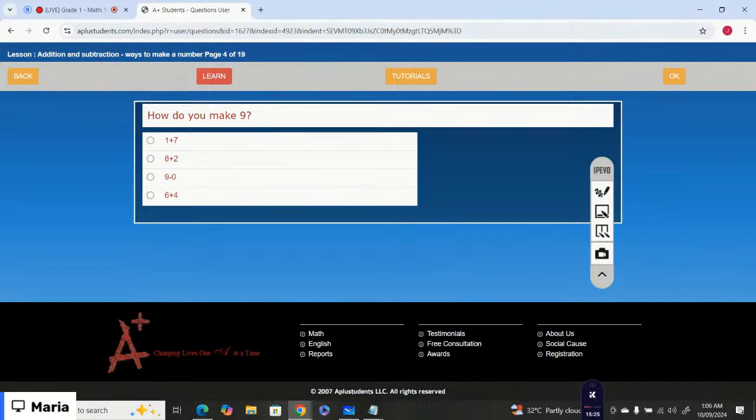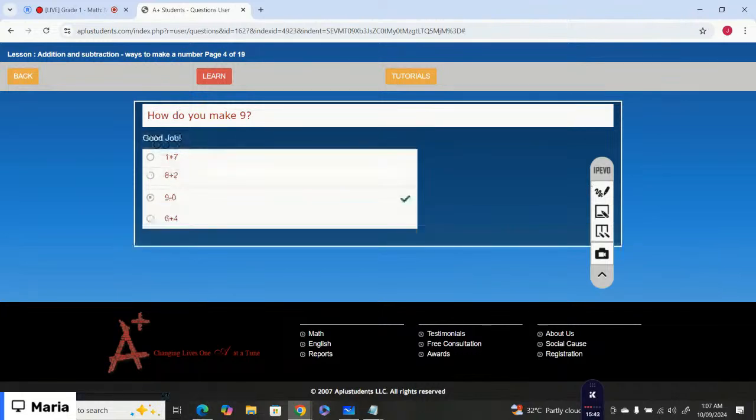The correct option is 9 take away 0, right? That is the only option that makes 9. So 9 take away 0 is the correct option.